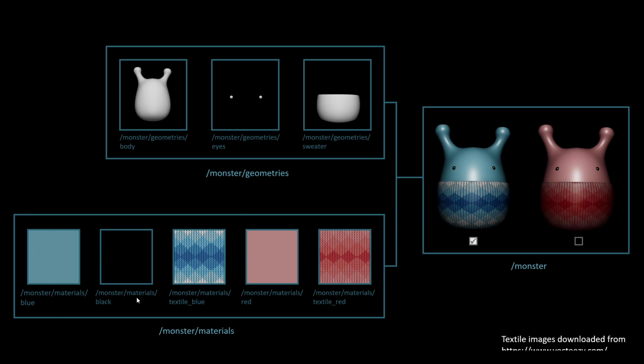Then you've got the materials for the monster. So blue, red, texture blue, texture red, and black. We can combine all of these to make two variants of the monster using this material set. Why don't we go ahead and do that?